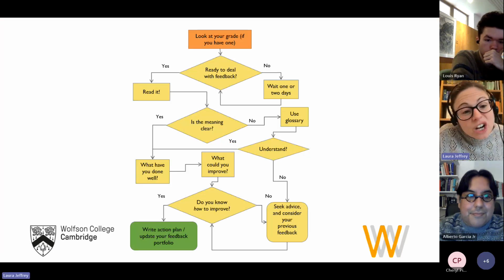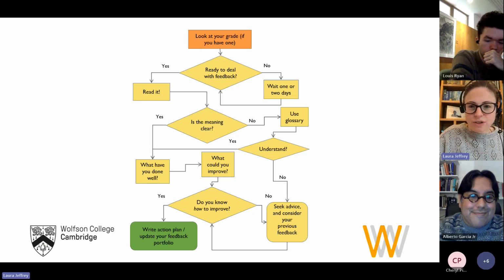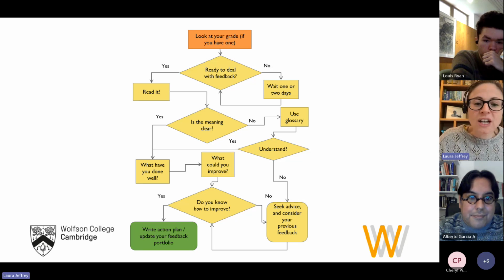This is quite a nice little flow chart. If you do find it difficult to work through in a systematic way, thinking, am I ready to deal with it? As we said, sometimes no, you're not ready to deal with it. You need to give yourself a day or so before you approach it. Do I understand it? Is the meaning clear? Do I know what to do to improve? And then to write an action plan. And if you don't know what to do to improve, like we said, ask for help.